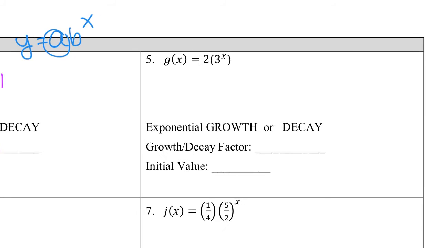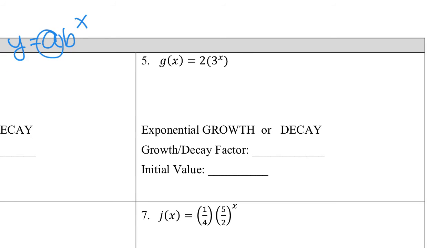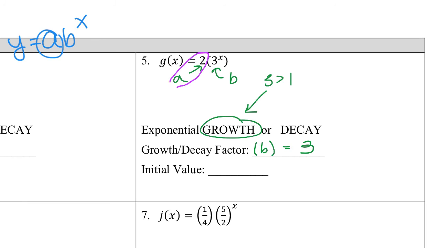Well, g of x equals 2 times 3 to the x. So first off, growth or decay. Well, the 2 is the a, the 3 to the x is the b because that has the x attached to it. So 3 is greater than 1, which makes it exponential growth. The growth or decay factor, that is your b value. So in this case, this would be 3. And the initial value is your a, and we have a being 2, so that's the initial value.